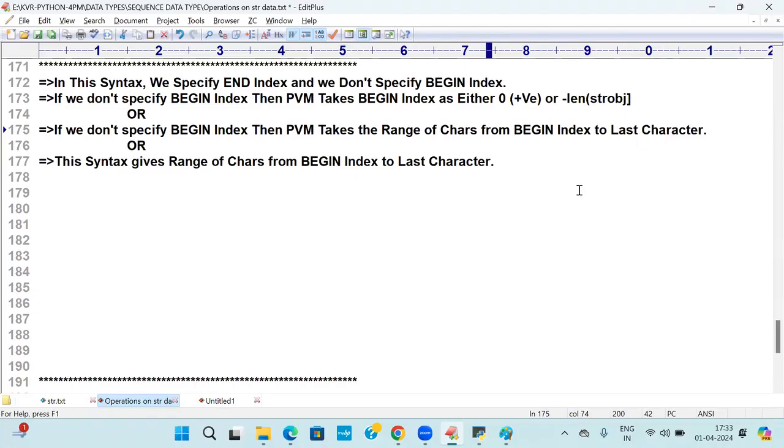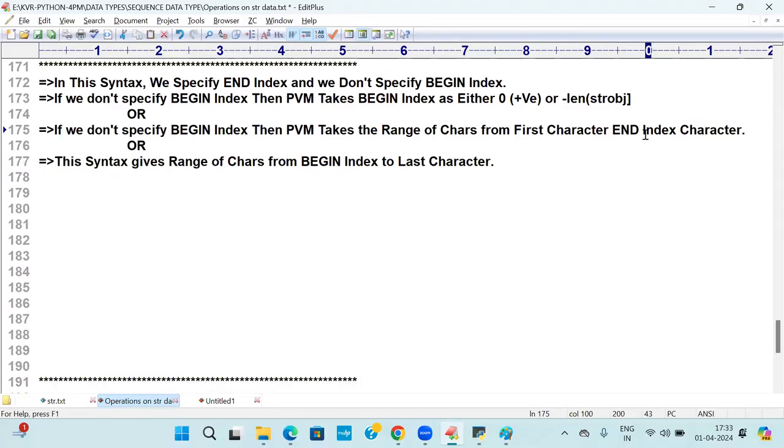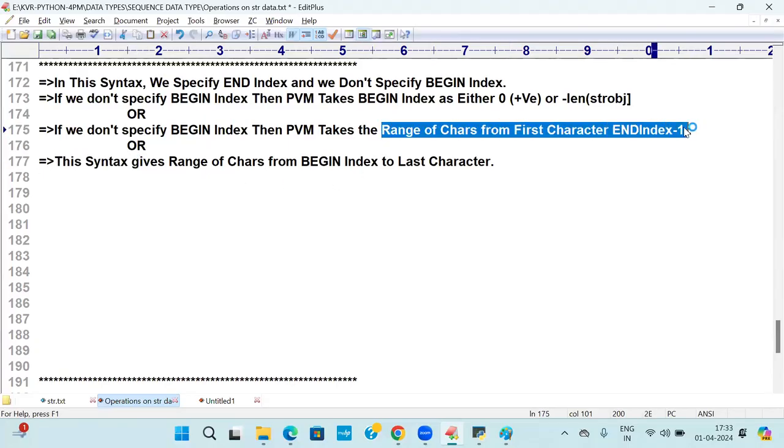From where? First character to end index -1 character. End index -1. Are you following me? End index -1. Apply. This syntax gives you the data from which character to which character? This one I will write it.